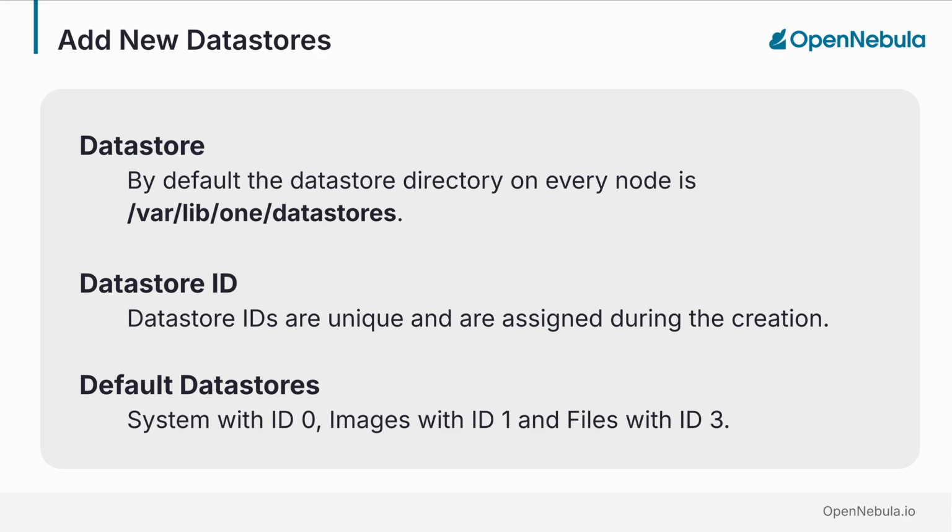Every data store has a unique ID number. These IDs are incremental. The default data stores have the following IDs: 0 for the system data store, 1 for the image data store, and 2 for the files data store. All new data stores created by the OpenNebula administrator are going to have the ID starting from 100 and up. This is important to keep in mind when attaching the network storage.